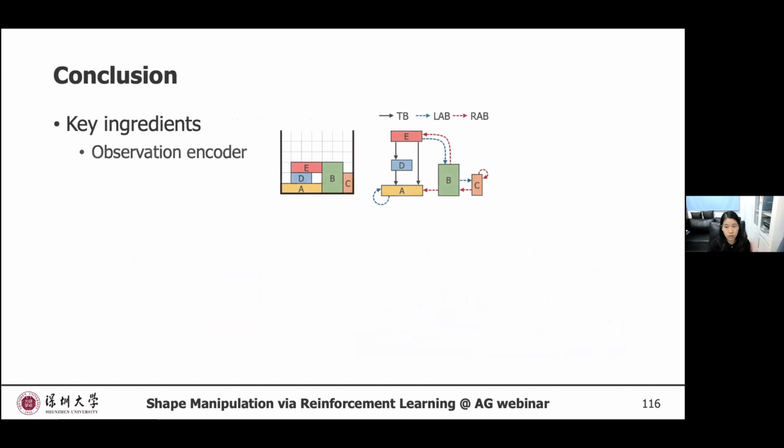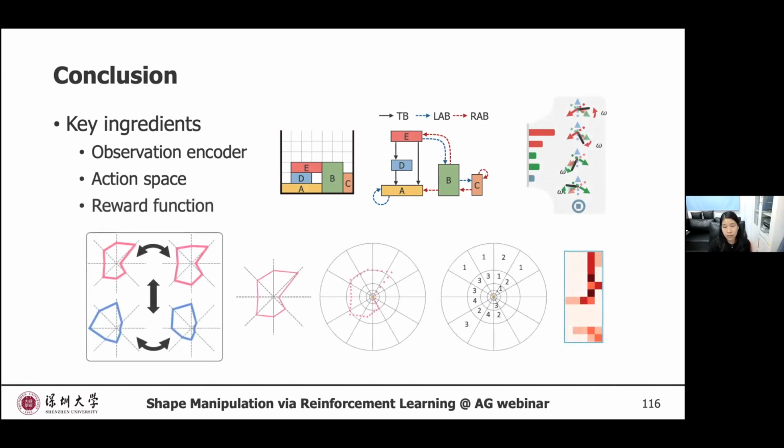And I believe that the key is to formulate the problem in the right way. That is the way to encode the observation, the way to construct the action space, and the way to design the reward function. Due to the time limits, there are many technical details I haven't explained in depth, and limitations and directions for future work that I haven't discussed.